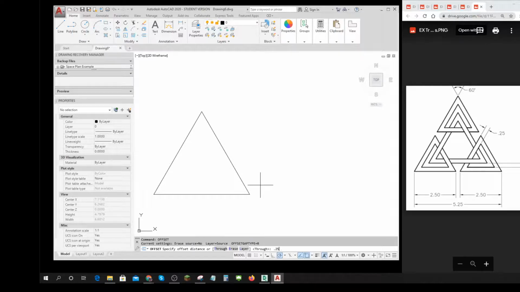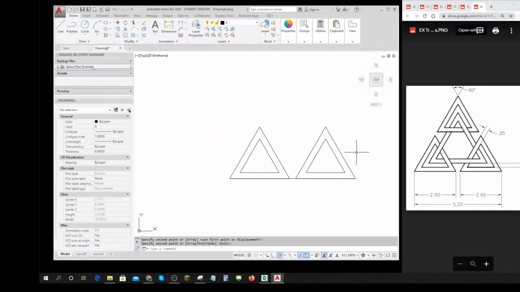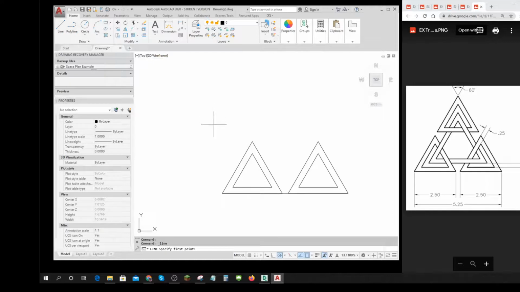Offset, 0.25, I'm typing. Click, click. Copy. Oh, not yet. I have to draw a line 5.25 long so that I can put this corner over here. Copy. Now I just have to go my 60, 60. Where they connect, I'll copy my other one.